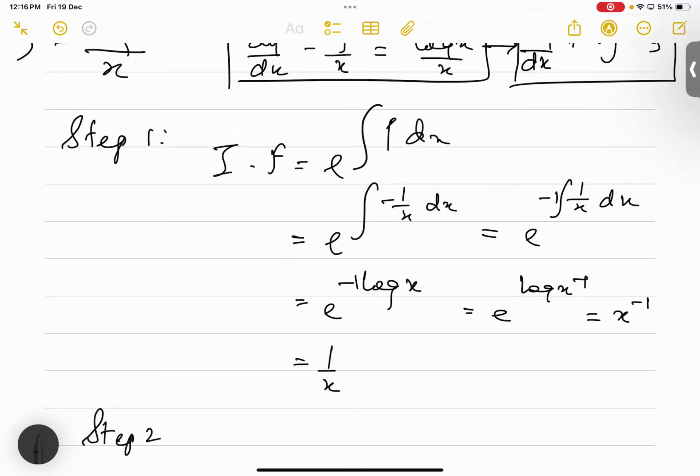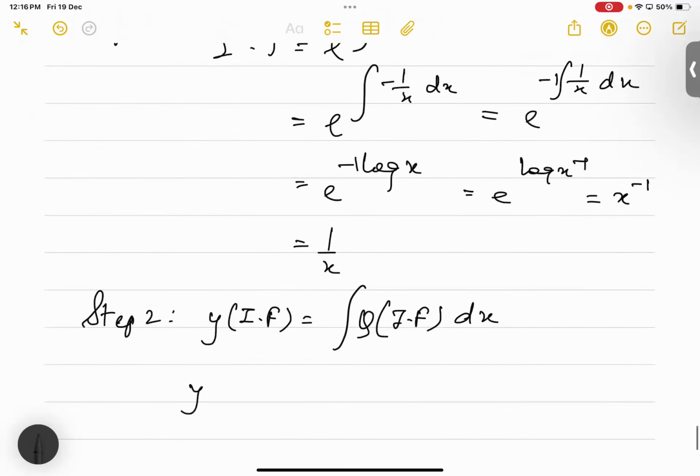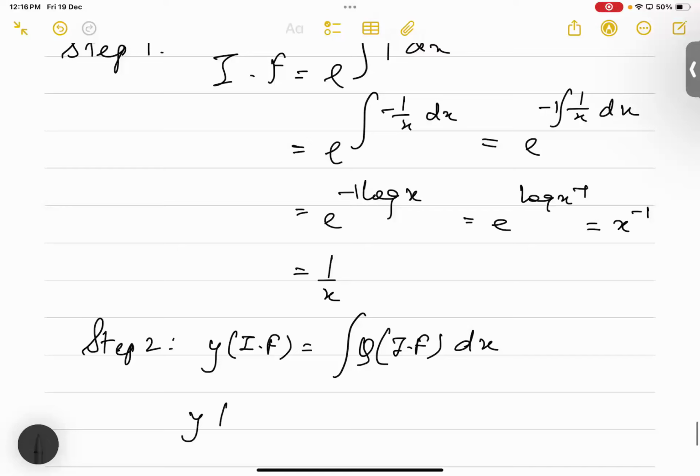Step 2: y into IF equals integral of Q into IF dx. What is IF? What is Q? Log x upon x into.